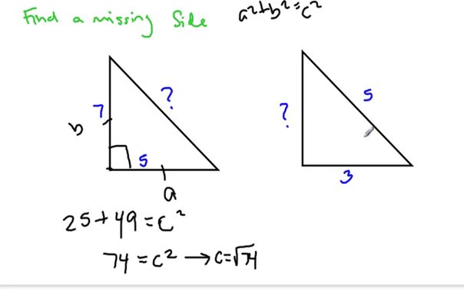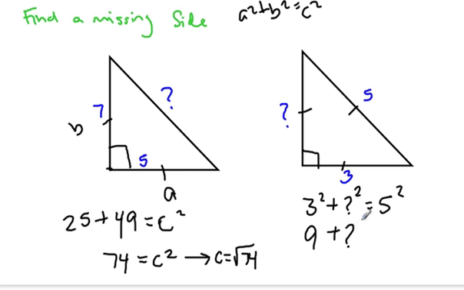This side right here, again, we have a right angle, our legs, and our hypotenuse. So this time, 3 squared plus b squared, we don't know what it is, has to equal 5 squared. So simplify this a little bit. That's 9. We still don't know our mystery number. And 5 squared is 25.